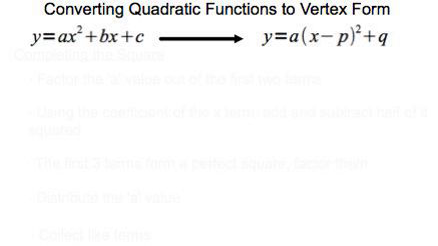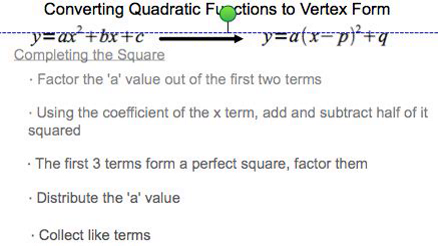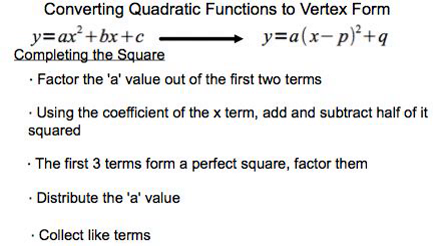This tutorial walks through the process of converting a quadratic function from standard form, the one on the left, y equals ax squared plus bx plus c, to vertex form, the one on the right, y equals a bracket x minus p all squared plus q. To do this, we use a process called completing the square. The steps are listed here. We'll go through them very quickly and then get into an example to see how they're used.